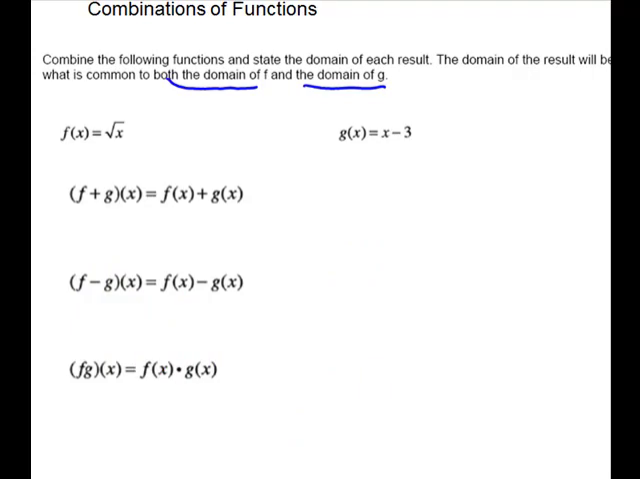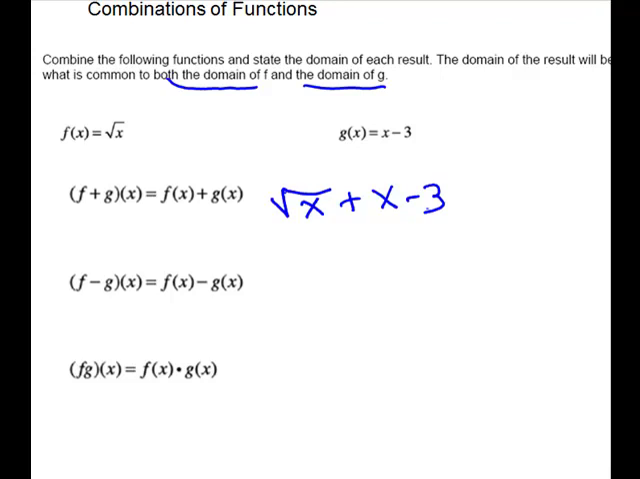All right, we're going to do the same kind of thing. We have two new functions here, and first we're going to add them together. So we are adding square root of x plus x minus 3, and that is going to be the final answer.